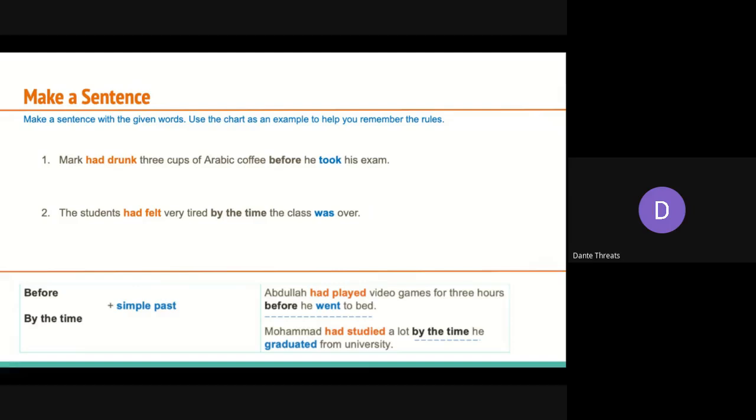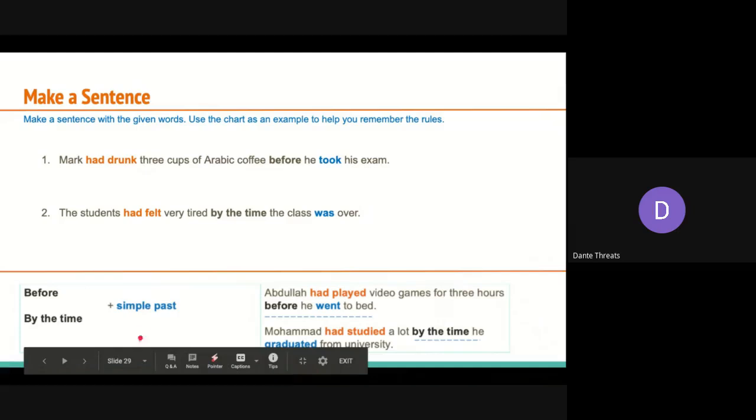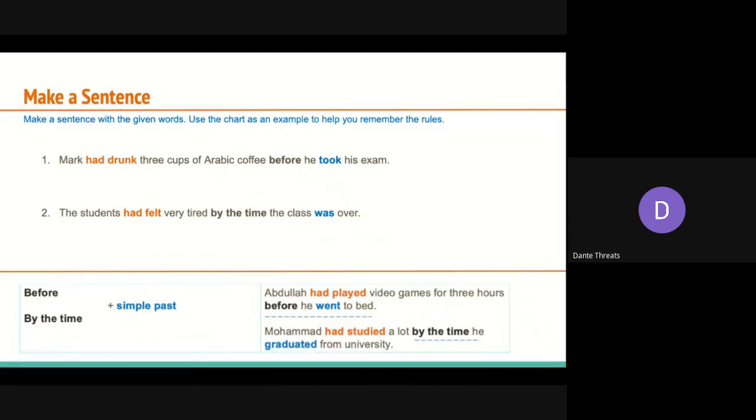Okay. Did you use these examples and this chart below to help you figure out how to correctly write the sentences? I hope you did.